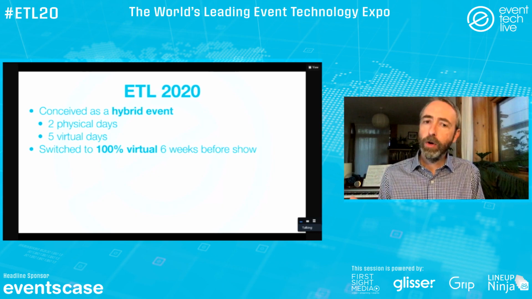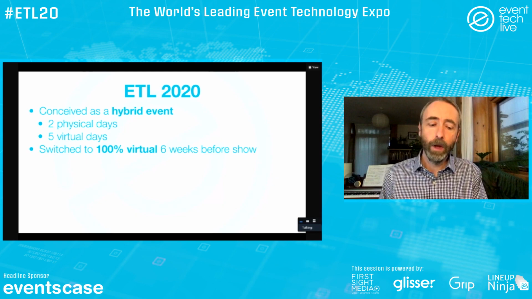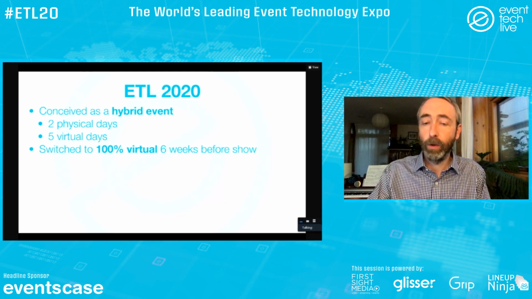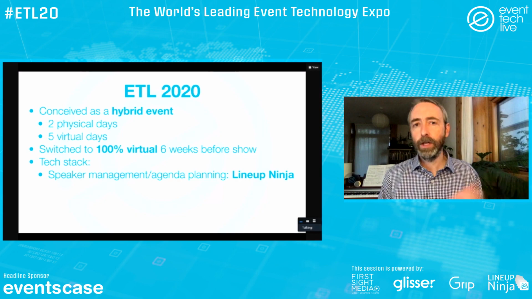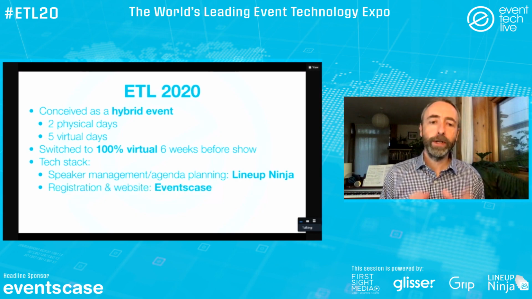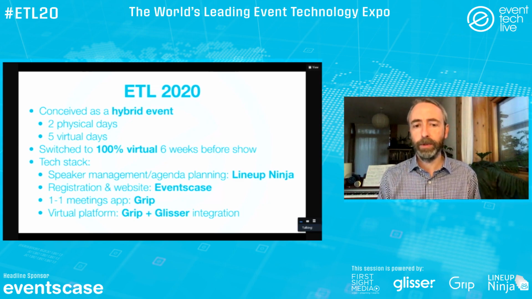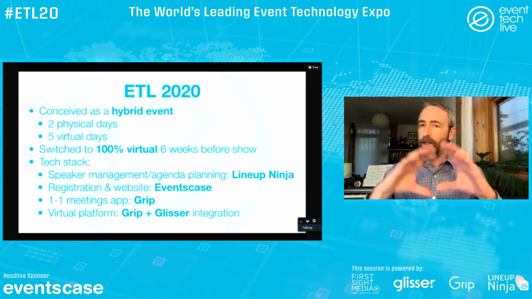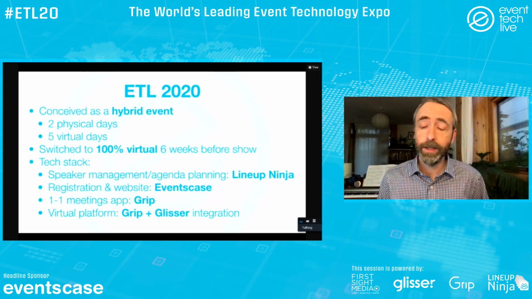Then about 6 weeks before the show, they made the decision to switch to 100% virtual because basically in the UK, we weren't going to be allowed to run the event. For the tech stack, for speaker management and agenda planning, they used us, Lineup Ninja. For registration and website, they used Events Case. For the one-to-one meetings app and for the virtual platform, they used Grip, which had the Glisser integration as well. And they used various other bits of tech for lots of other stuff, but these are the key ones for us looking at the agenda side of things.